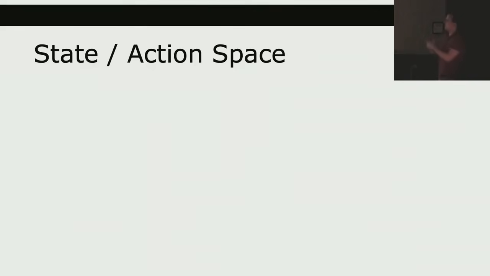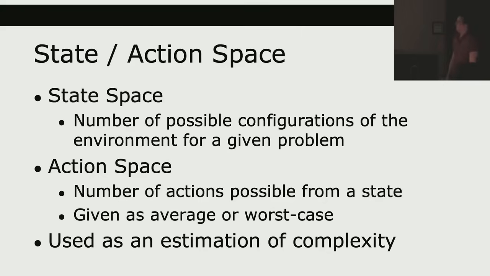Given all that, there's a concept which is the state space or the action space. The state space is a measure of the number of possible configurations of the environment for a given problem. So for example, how many different ways can we configure a chessboard? An action space is a measure of how many actions are possible from a given state. Typically, it's given as the average or the worst case. So in a game of chess, let's just say at any given time, I can do approximately 50 different things. I have a bunch of pieces that can move to a bunch of different spaces. And these are used as an estimation for the complexity of a problem.